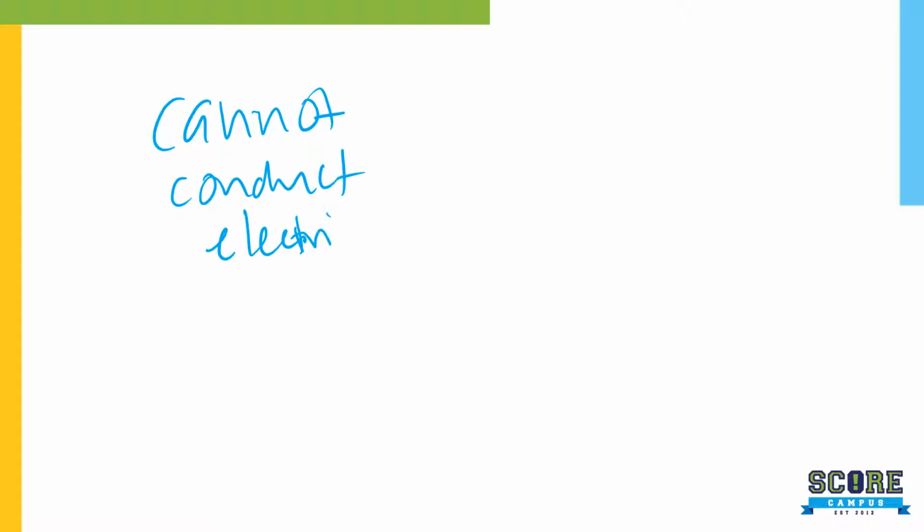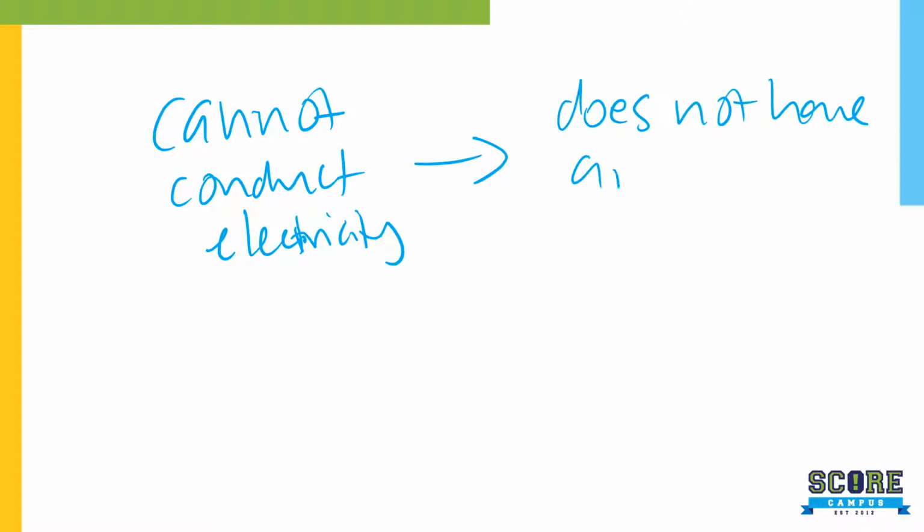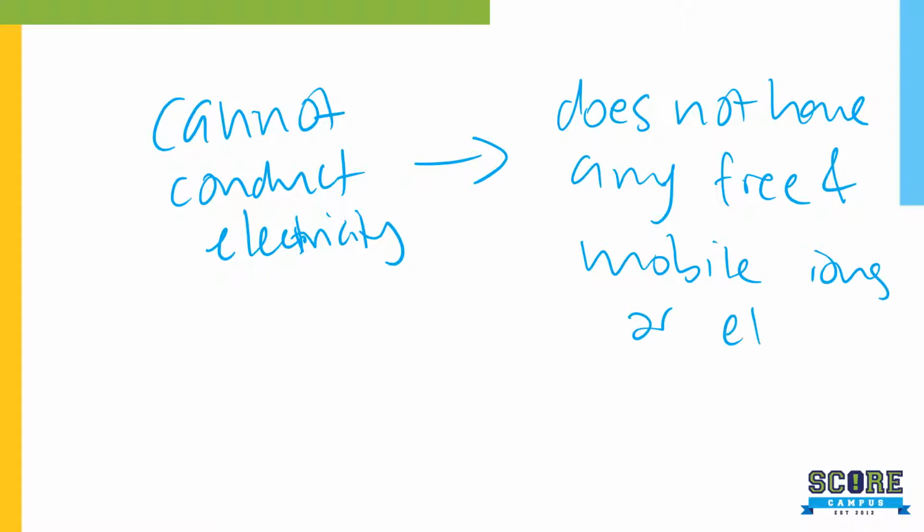Also, they are not able to conduct electricity. Cannot conduct electricity. Why? Because a covalent compound does not have any free and mobile ions or electrons. All the electrons are being used in the bonding. So they don't have any free or mobile electrons and ions.